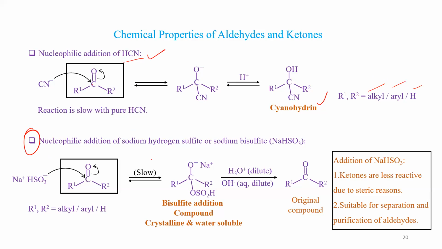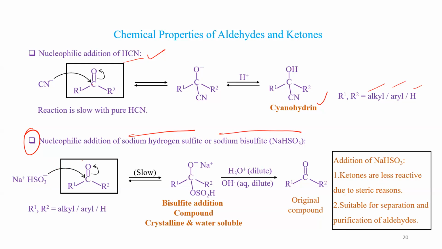Next, similarly, nucleophilic addition of sodium hydrogen sulfite or sodium bisulfite. Here the nucleophile is bisulfite. As we can see, HSO3 minus is a very big nucleophile, so preferably aldehydes will undergo this reaction. Reactivity of ketones will be very low. Ketones are less reactive due to steric hindrance. In ketones, two alkyl groups are bonded to the carbonyl carbon, so steric hindrance is more. Here the size of the nucleophile is also very big, so ketones are less reactive.